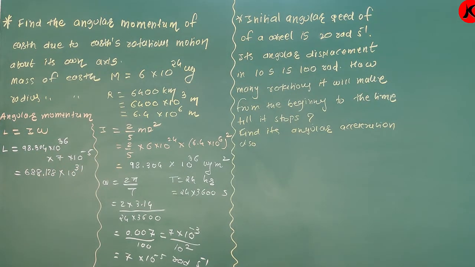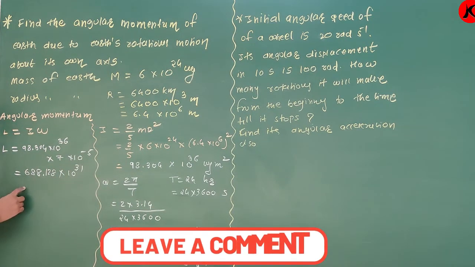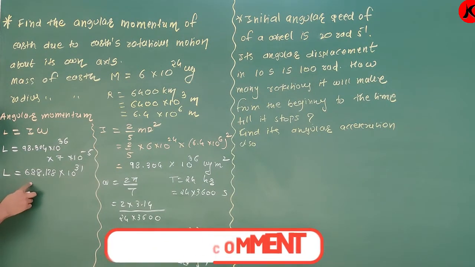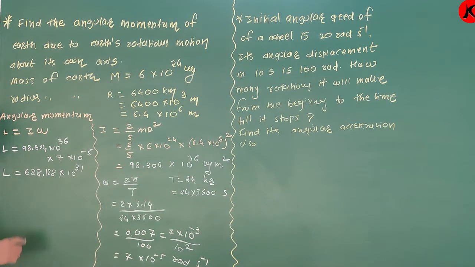Clear about this? So that is how to find moment of inertia and angular momentum. That is, L is equal to 688.128 into 10 raised to 31. You can also write this: if I am taking this 2 by this sign, then it is 6.88 into 10 raised to 33, or 10 raised to 30.